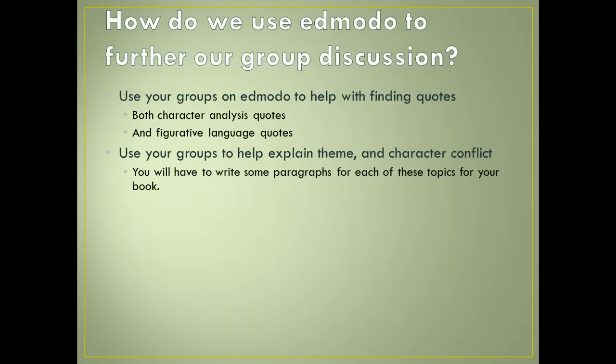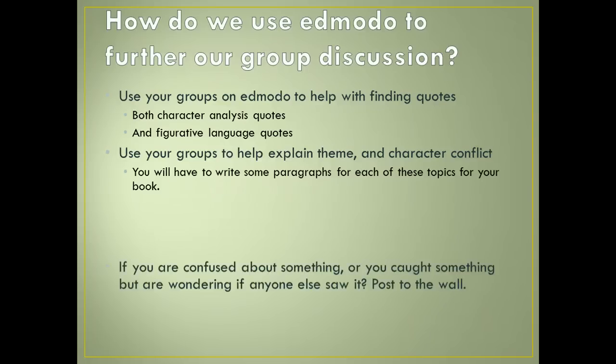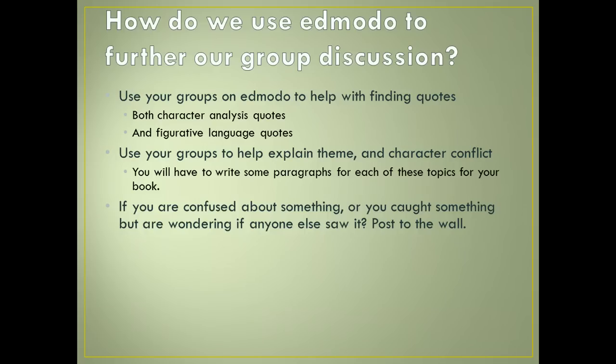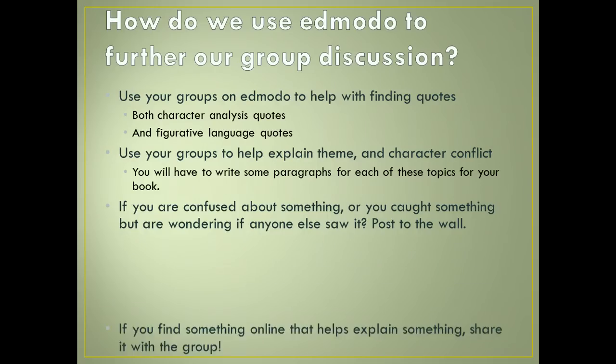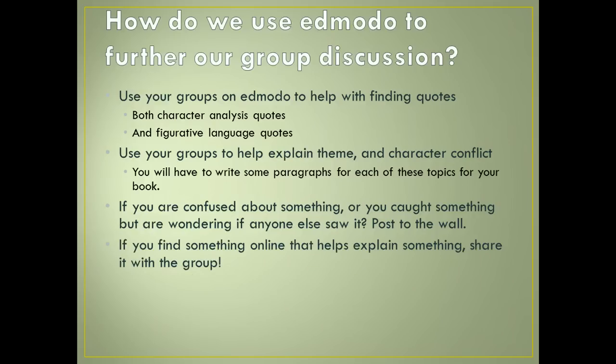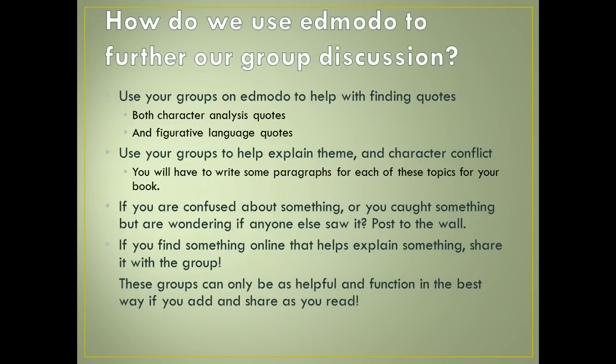Use your groups to help explain theme and character conflict. You're going to have to write some paragraphs for each of these topics for your book. Use those groups to help kind of come down to an idea or what to write about. Use each other to help. If you're confused about something or you caught something but are wondering if anyone else saw it, post it to the wall, ask a question. If you find something online that helps explain something, share it with the group. Really utilize these Edmodo group walls.